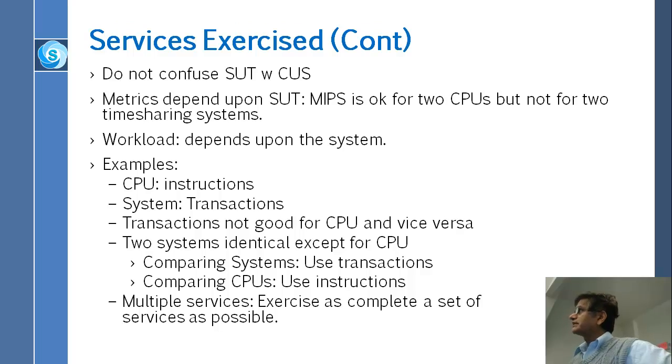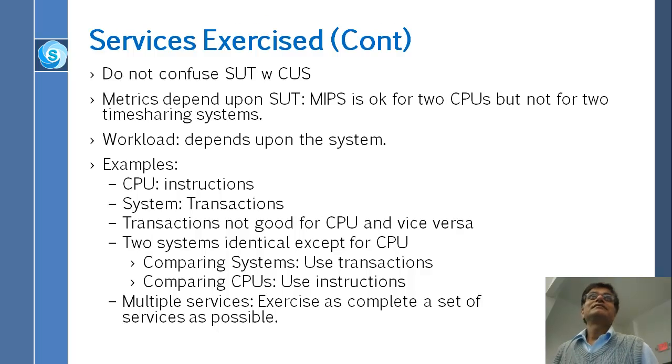Now, multiple services: exercise the complete set of services as much as possible. So that's the thing, you cannot just compare your system on one service. Whatever it does, say for example we talked about read and write. If you have a simple disk, you need to know both the read speed and the write speed at a minimum, right? Then you might go for reliability, energy consumption, and other things. So you have to make it as complete as possible. All right, so that is one. Metrics depend upon the services, right?